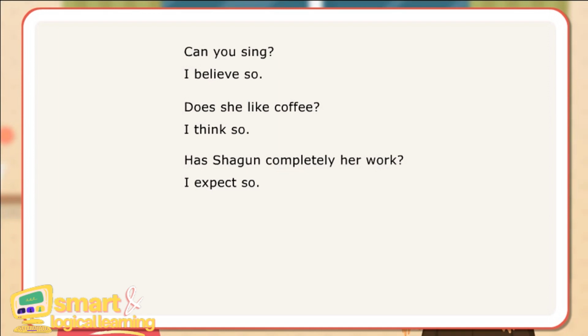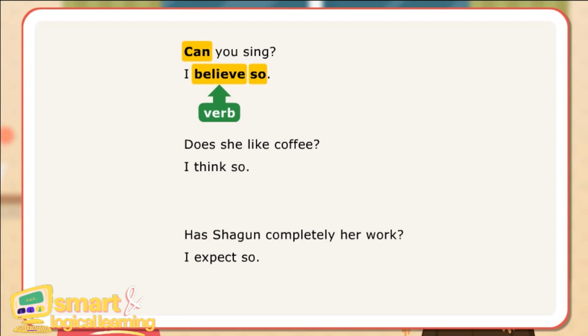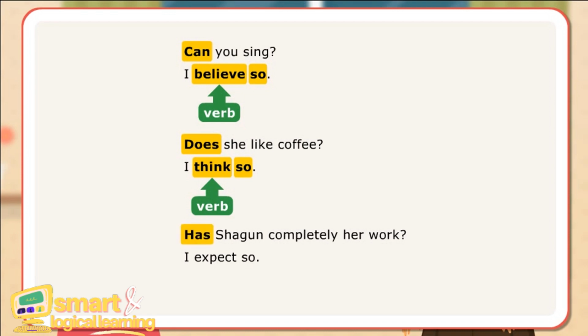I expect so. In the first sentence, auxiliary can is used to ask a question, and in the answer, so is used after the verb believe to avoid repetition of the words in the question. In the second sentence, auxiliary does is used to ask a question, and in the answer, so is used after the verb think to avoid repetition. In the third sentence, auxiliary has is used to ask a question, and in the answer, so is used after the verb expect to avoid repetition.